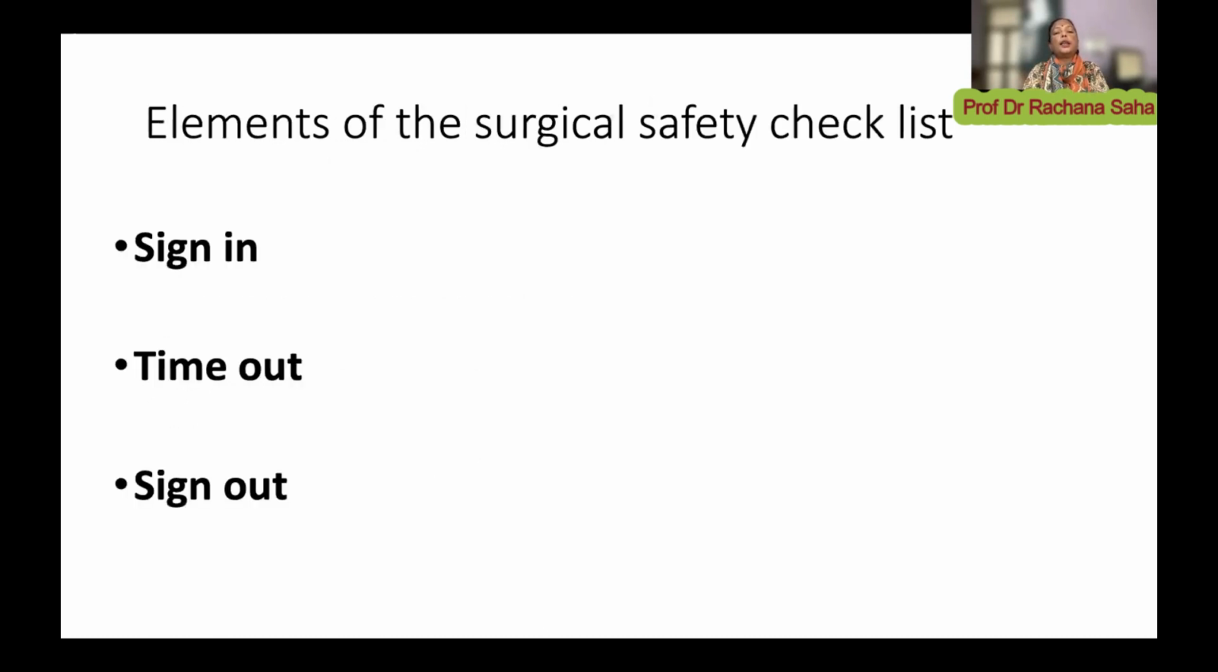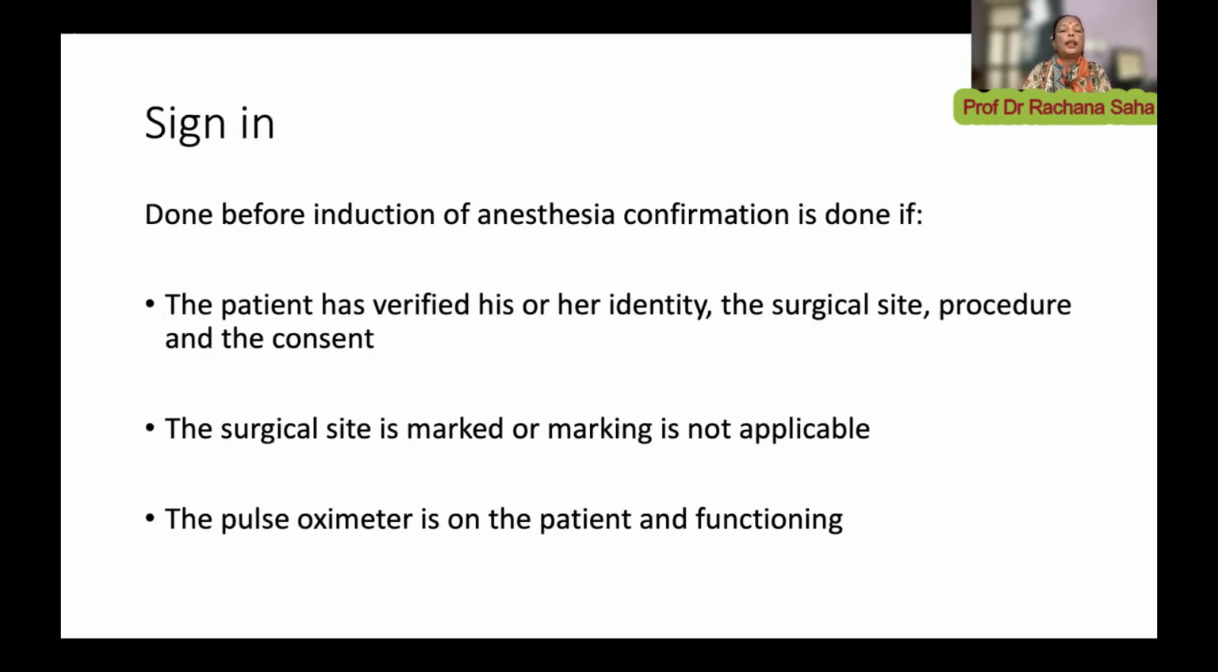Now, what are the elements of surgical safety checklist? One is sign in, another is time out, another is sign out. Now, what is sign in? Sign in is done before induction of anesthesia, and confirmation is done about the patient identity, the surgical site, procedure, and the consent. So all the team members confirm that the patient has been identified, the surgical site has been identified, the procedure has been identified, and whether the consent has been taken or not. The surgical site, wherever it is applicable, is marked or not.